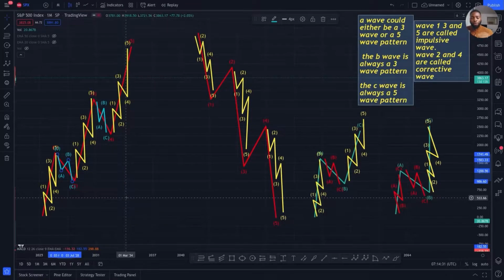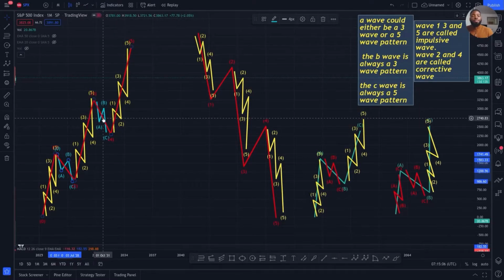Within the 3-wave pattern, you can also zoom in and look at the fractals. So this is A, B, C. If you scale in, you could either see a 5-wave pattern on the A wave, 1, 2, 3, 4, 5, then B as 1, 2, 3, then C as 1, 2, 3, 4, 5. Or you can see a 3-wave pattern of A, B, C on the A wave, then 1, 2, 3, 4, 5. So that's if you scale in.